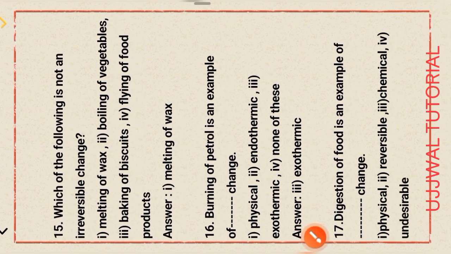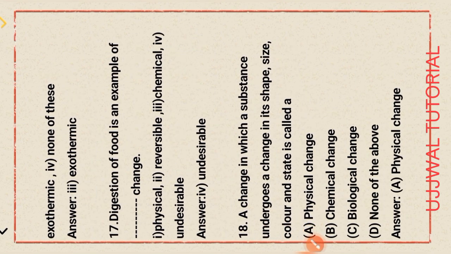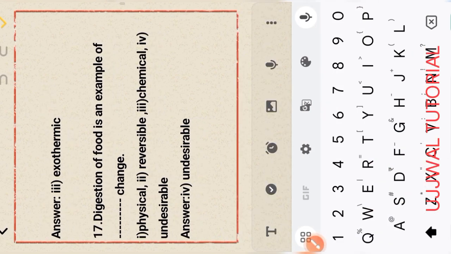Okay. Next question number 17. Digestion of food is an example of dash change, undesirable change. Also, it is the chemical change.